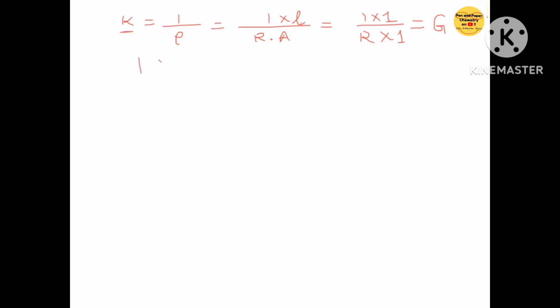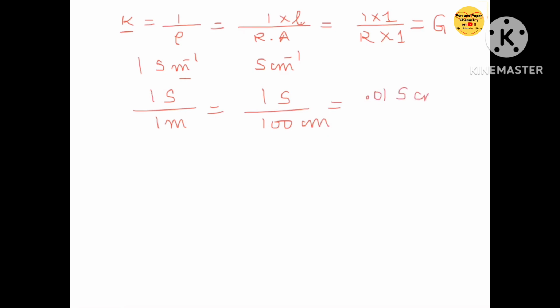Now we also introduce Siemens per meter and Siemens per centimeter, right? But you should understand here we've got meter. So 1 Siemens upon 1 meter will be how many Siemens per centimeter? 1 meter is 100 centimeter, so that will be 0.01 Siemens per centimeter, right? So you have to be very careful of the unit that we are using for the measurement of length.